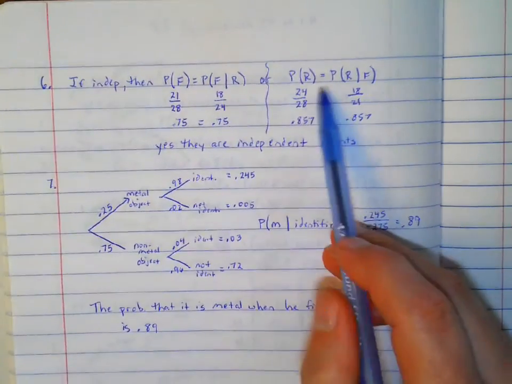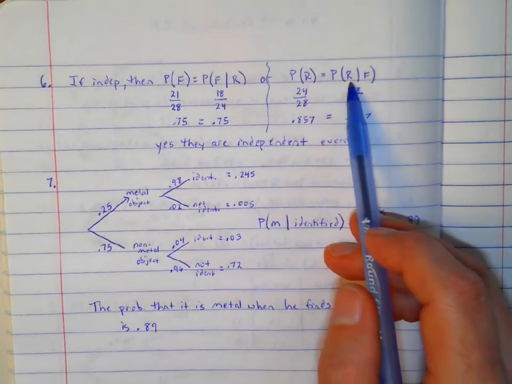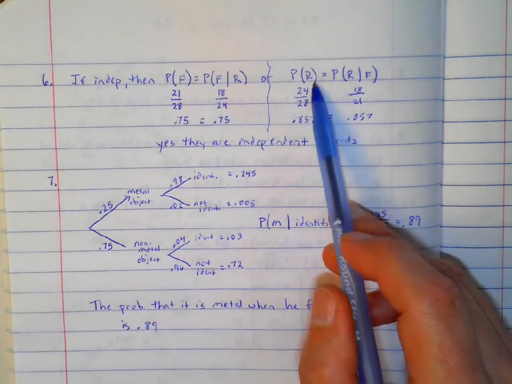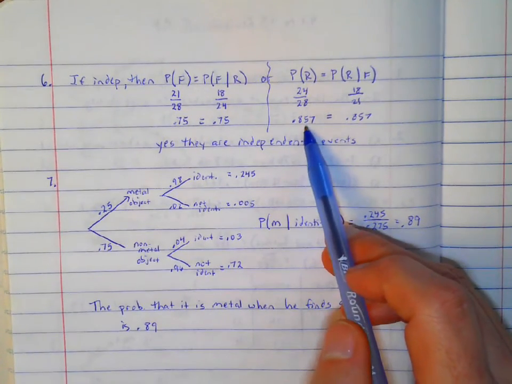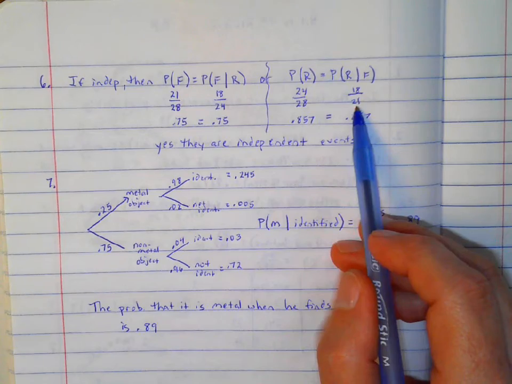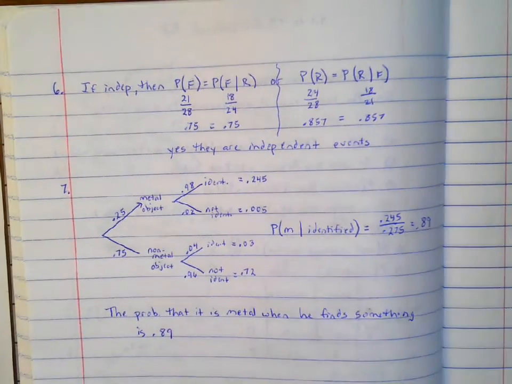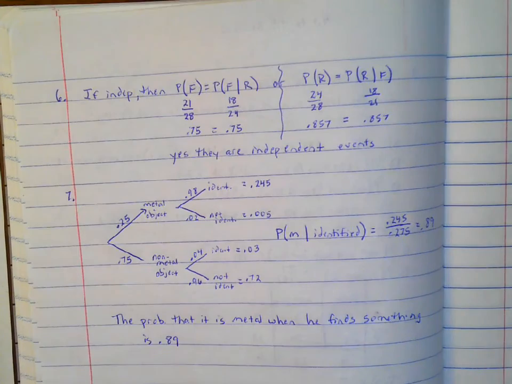Now you could have also done it a little bit differently. You could have switched those two variables around. So the probability that somebody's right-handed is equal to the probability they're right-handed given that they're female. So right-handed people were 24 out of the 28, and out of the 21 females, there were 18 of them that were right-handed, which gives you the same percentages. So yes, they are independent.